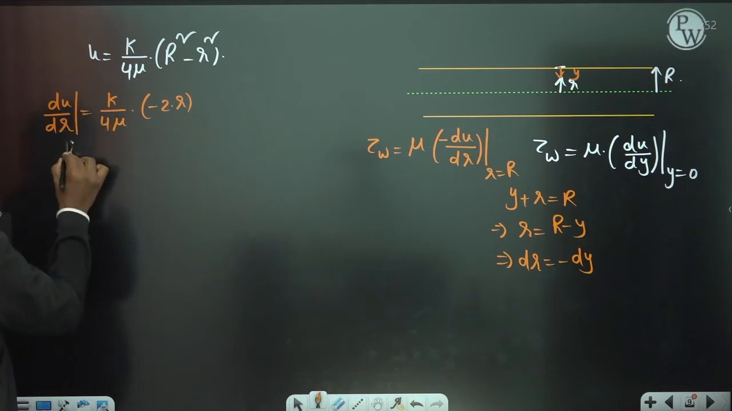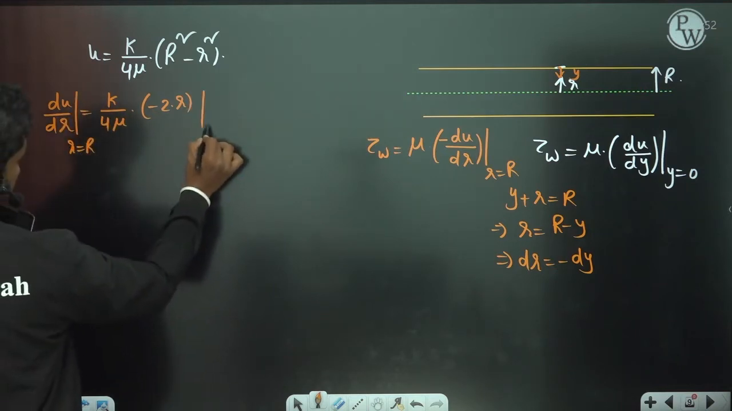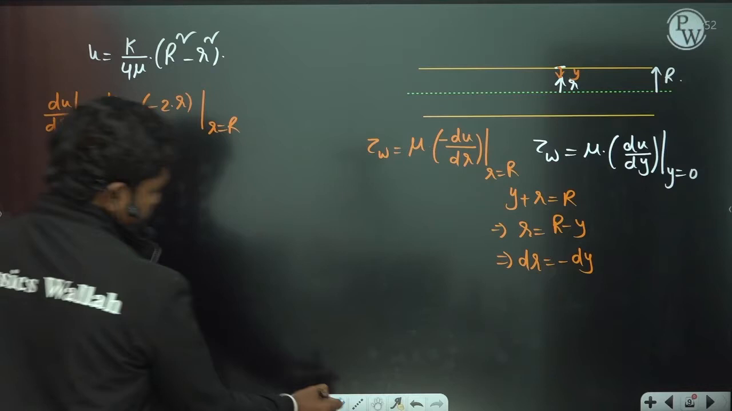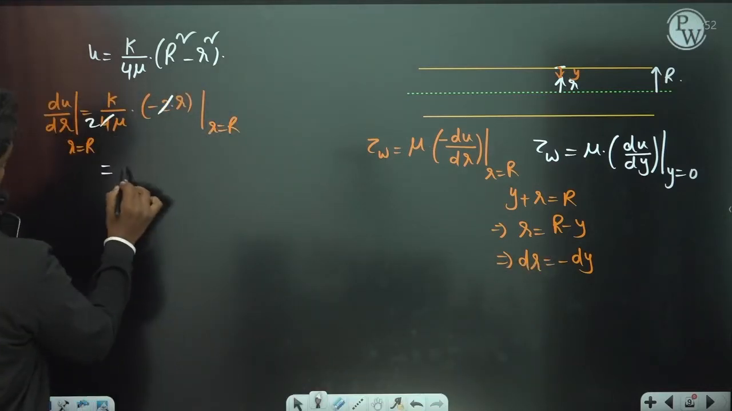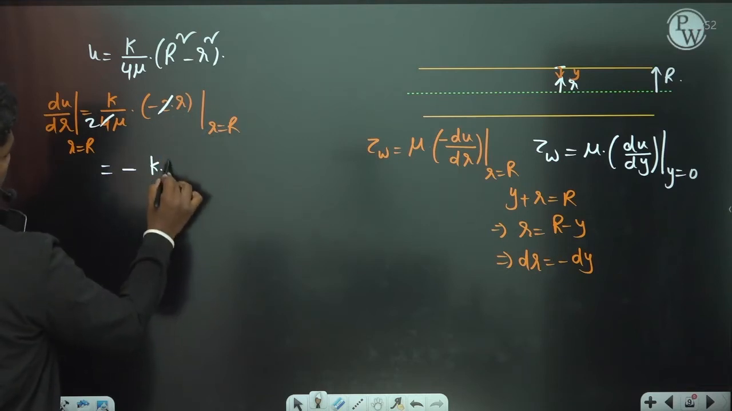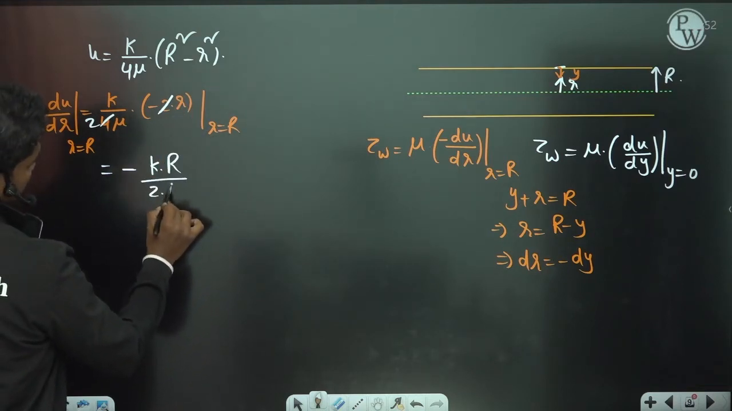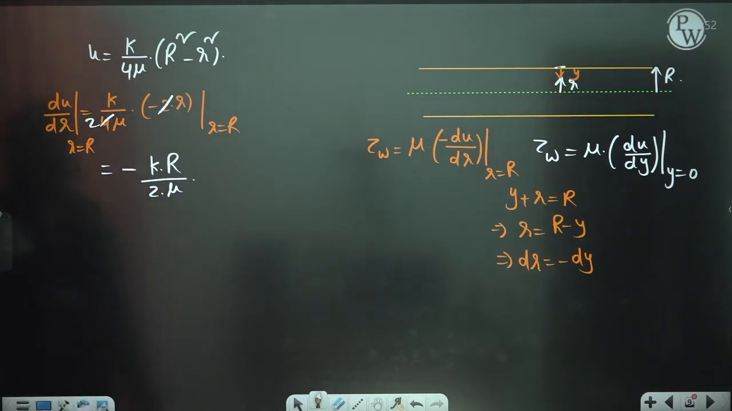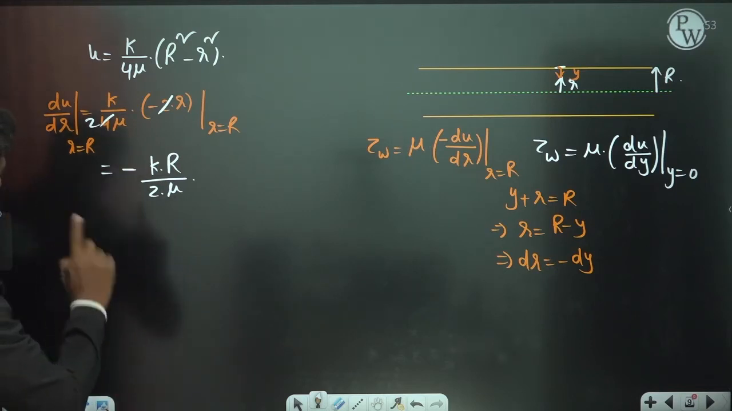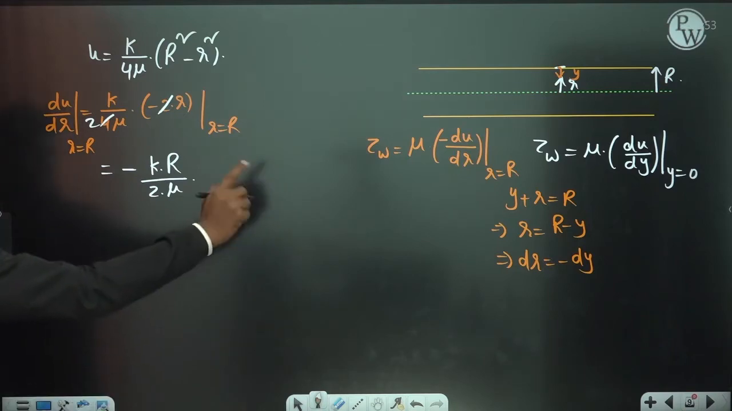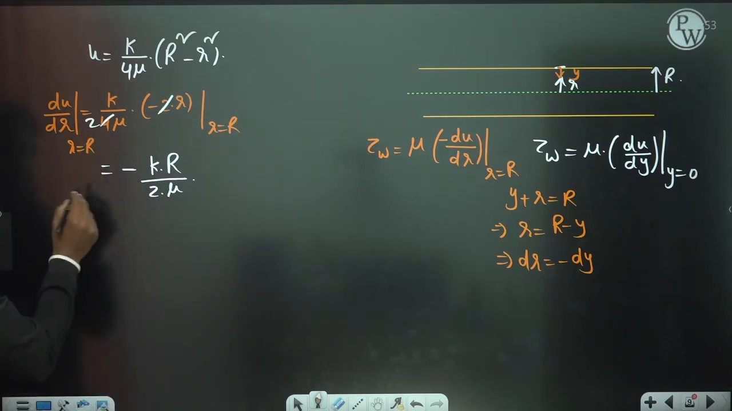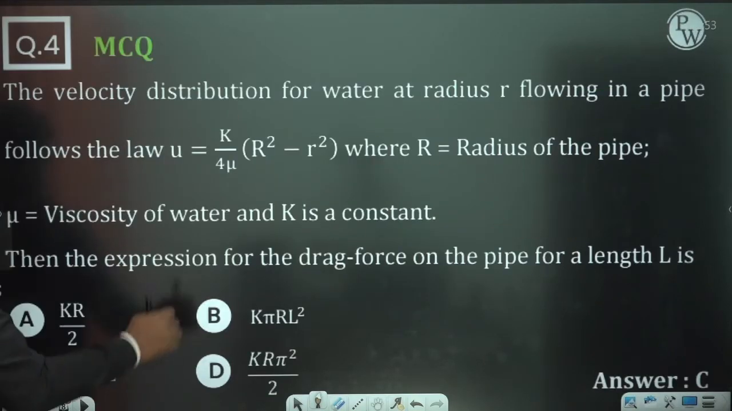Now if you want this value at small r equal to capital R, this is minus K times, if you replace small r with capital R, by 2 times mu. So du by dr is equal to minus constant K times capital R divided by 2 times the dynamic viscosity value.